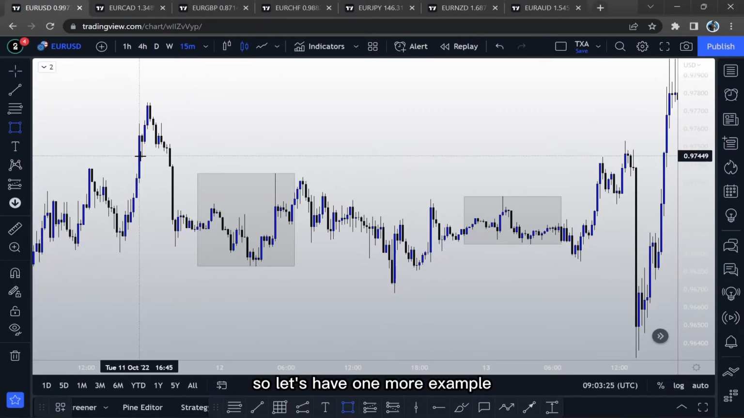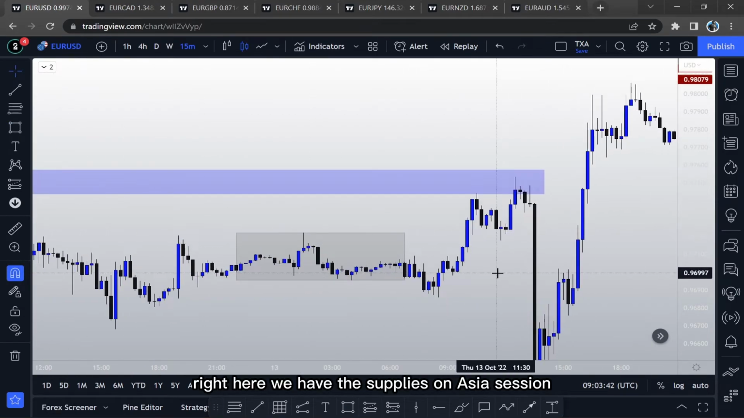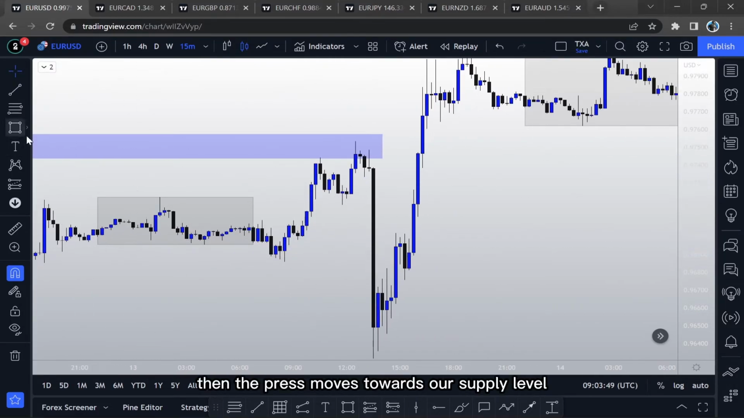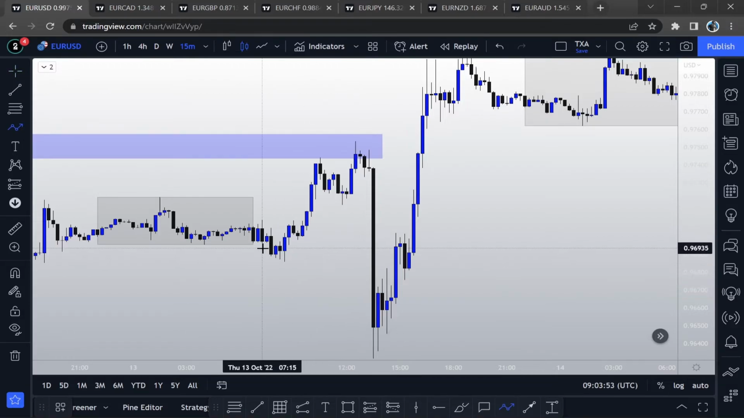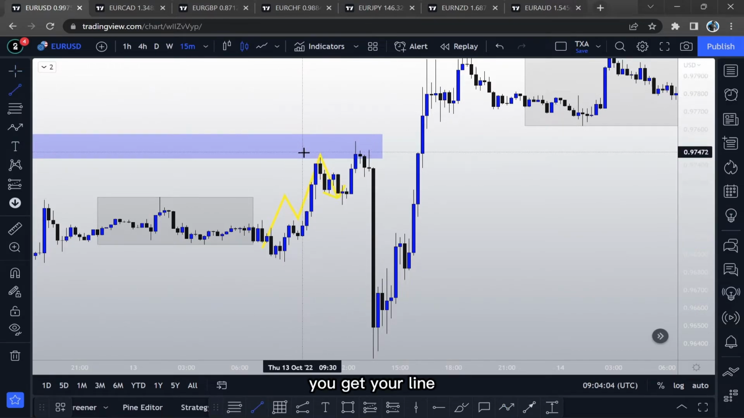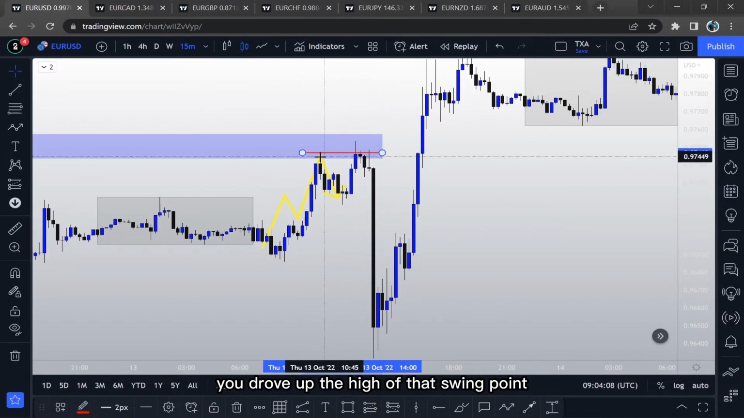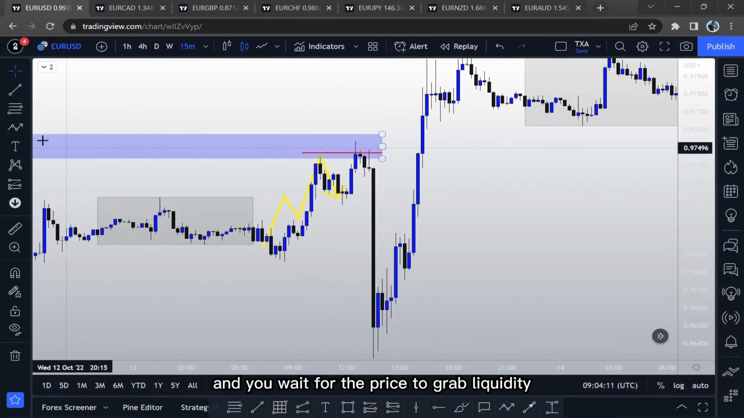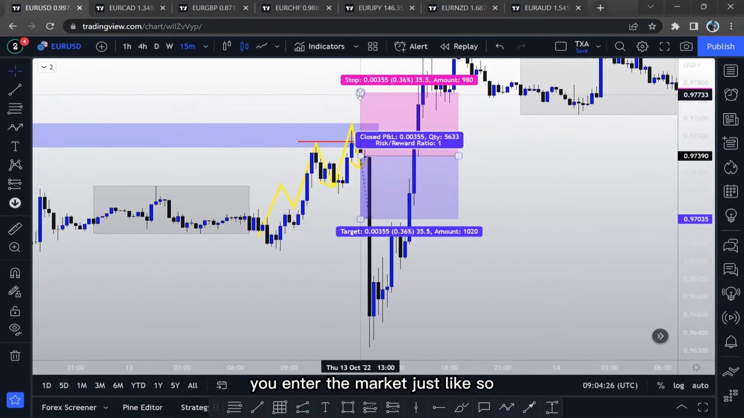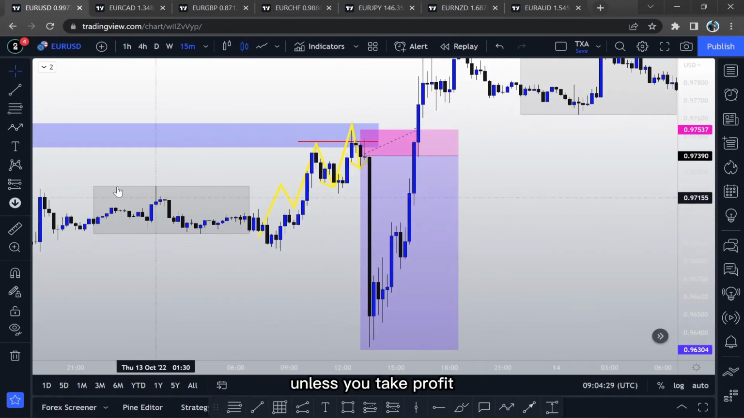So let's have one more example. Right here we have a supply zone, the Asia session is within this gray box. Then the price moves towards our supply level. What does the price do? Pay attention. The price first touches the zone. Once you get that touch, you get your line, you draw out the high of that swing point, and you wait for the price to grab liquidity from this level. Once that happens, you place your stop loss, you enter the market just like so, and that's your take profit.